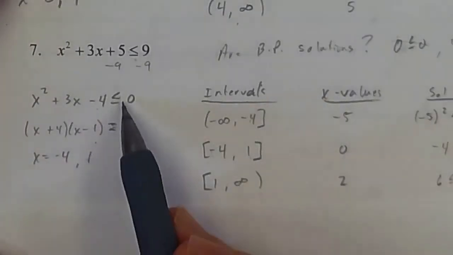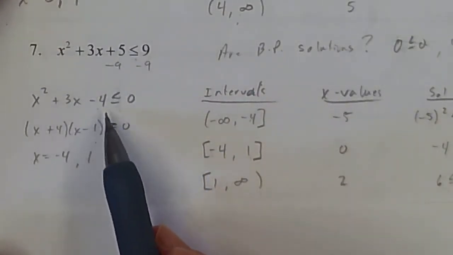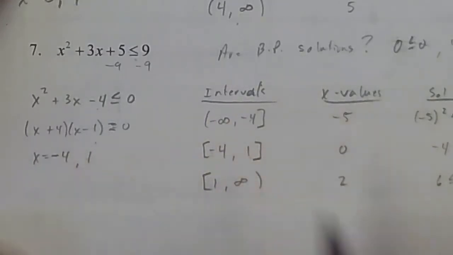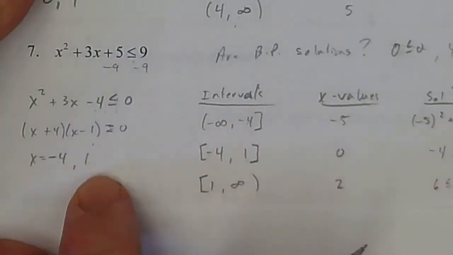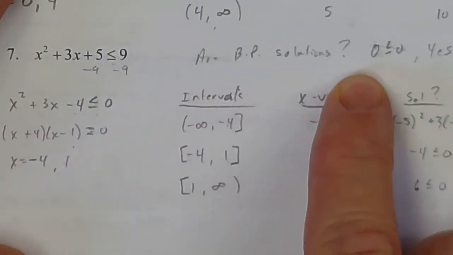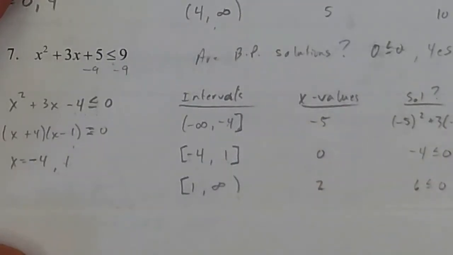Okay, so here's our zeros. Set it, get that 9 out of the way, set it to 0. Anytime we find zeros, we should do that. Okay, so this creates these boundaries. These are solutions. When you plug that in, we'd get a true statement. Okay, so you need to use brackets in your intervals now.